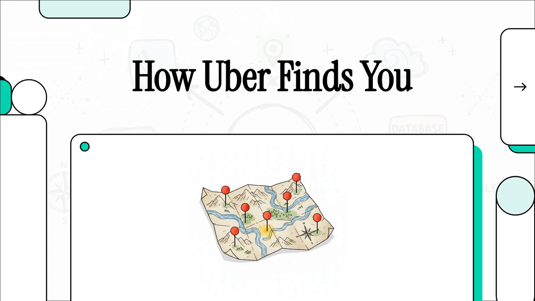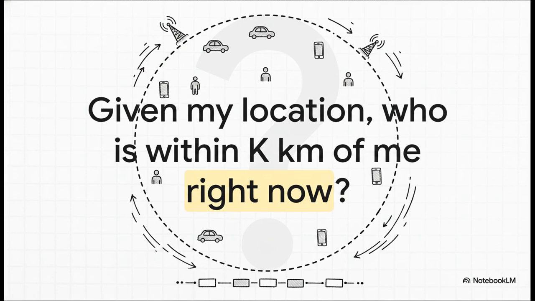planet scale. We are literally going from first principles all the way up to a production-grade high-level design, the kind that handles millions of queries with sub-200 millisecond latency. Okay, so it really all boils down to this. Given my exact location, who or what is within K kilometers of me right now? That right there is the core geo-proximity problem.